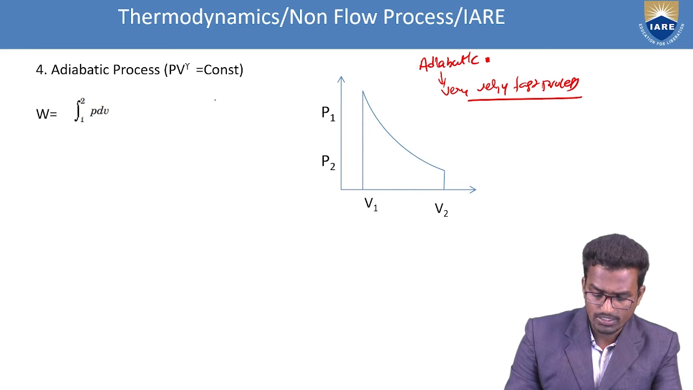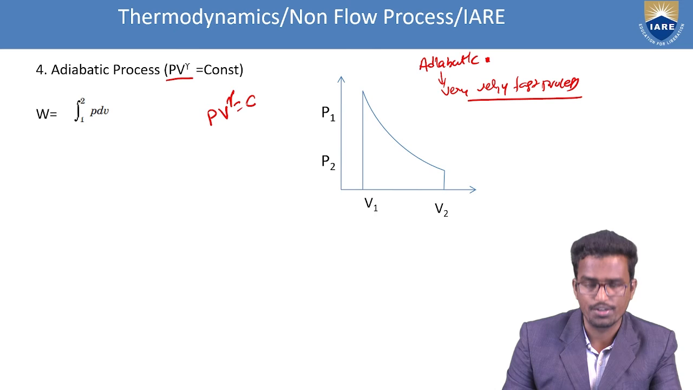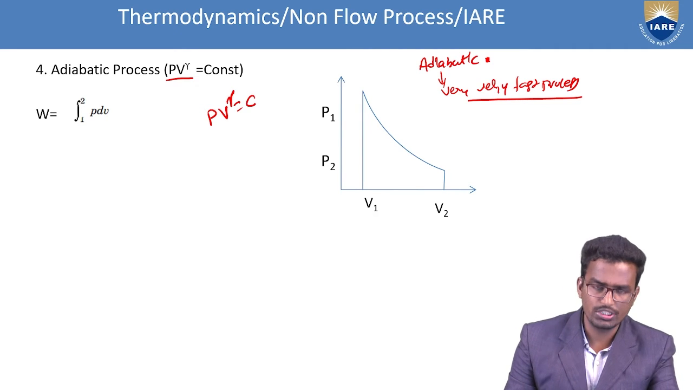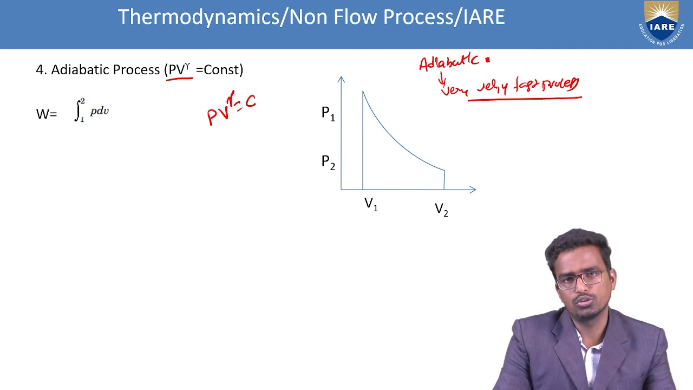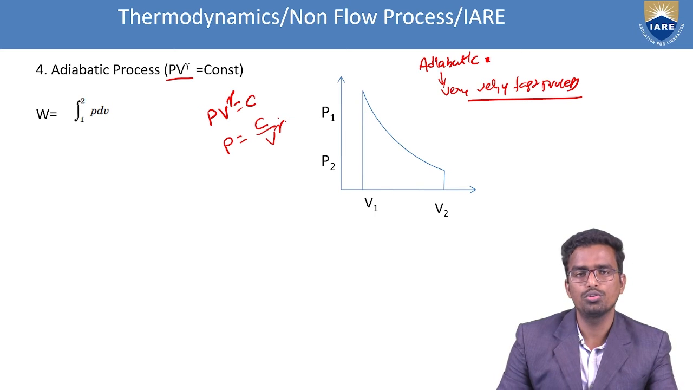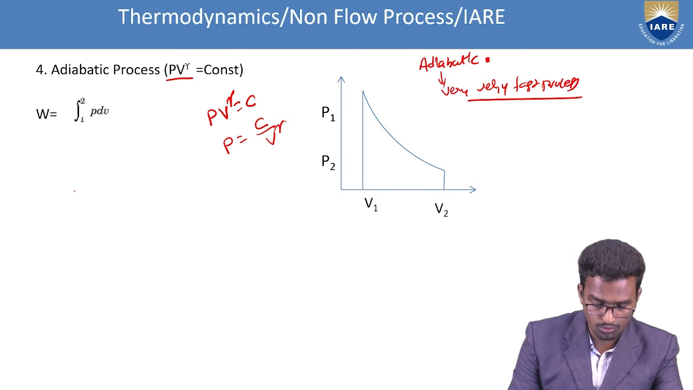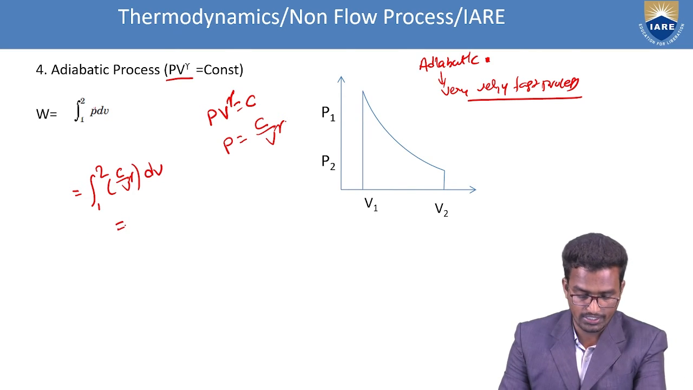We know that the adiabatic process has the relation PV power gamma is equal to constant. The same thing you do in an isothermal process: you convert P in terms of V. That means P is equal to C into V power gamma. So you substitute this in the work equation from 1 to 2. In place of P, you substitute C by V power gamma into dV. Do the integration here.